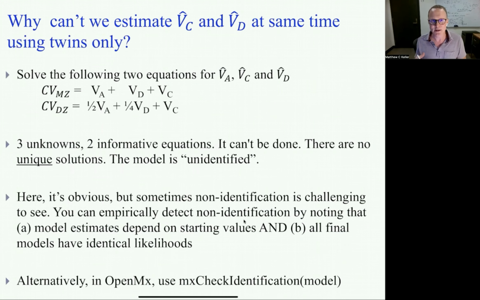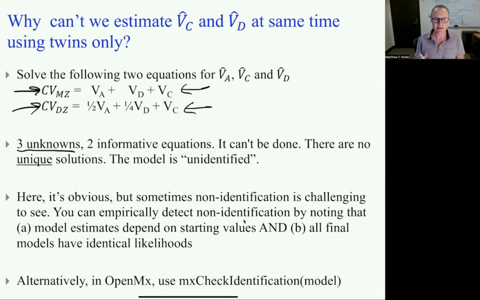So why can't we estimate VC hat and VD hat at the same time using twins only? Well, solve these 2 following equations for VA hat, VC hat and VD hat. You can pause the video if you want to try, and I'll wait here for you. Or you can just recognize that this is impossible. There are 2 informative statistics, covariance MZ and covariance DZ, but there are 3 unknowns we're trying to solve for. Can't be done. There are no unique solutions. There's an infinite number of possible solutions to these 2 equations, and therefore the model is unidentified.